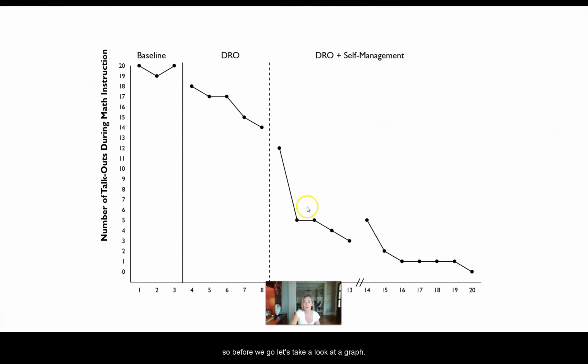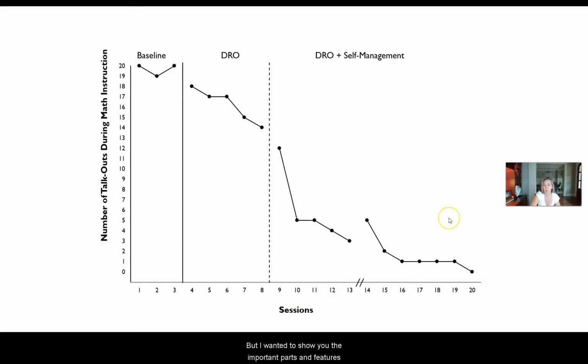Okay, so before we go, let's take a look at a graph. I want to show you the parts of a graph. The next video in this series is instructions on how to graph using Excel. Perhaps you know other ways to graph, or perhaps you're just going to graph by hand. But I wanted to show you the important parts and features and explain why they're important. So let's take a look.